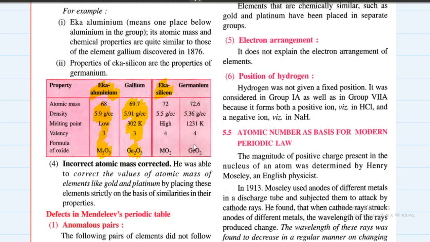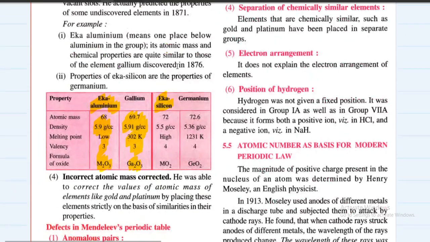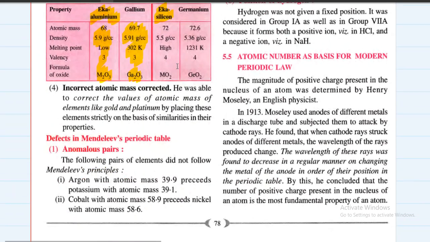Incorrect atomic mass corrected. He was able to correct the values of atomic mass of elements like gold and platinum by placing these elements strictly on the basis of similarities in their properties. So these 4 are the merits or advantages of Mendeleev's periodic table. But there were some defects in Mendeleev's periodic table as well.